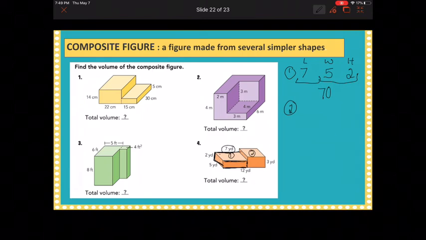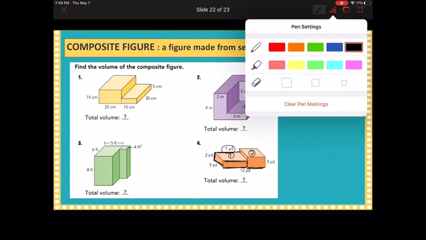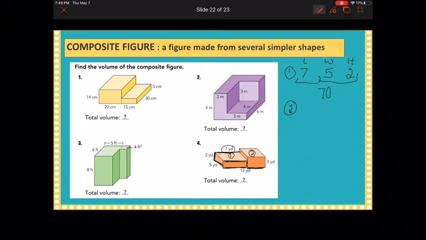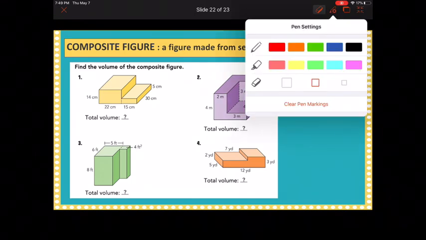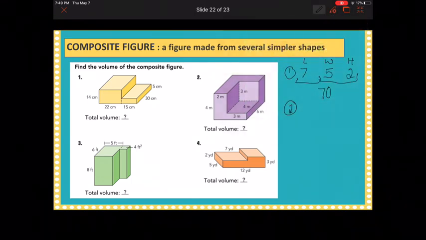Prism number 2, length. We do not have a length here. What are we going to do? Let's clean this up just a little bit so you can see what I'm going to do. Let's take away these things. What I'm trying to find is the length of this prism right here. There is no length here, and there's nothing that is that same length.